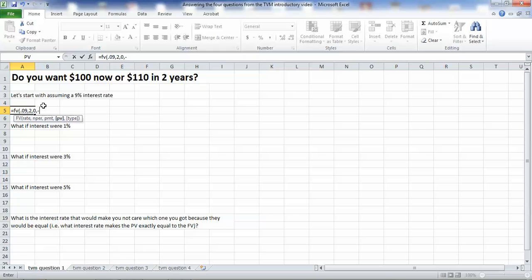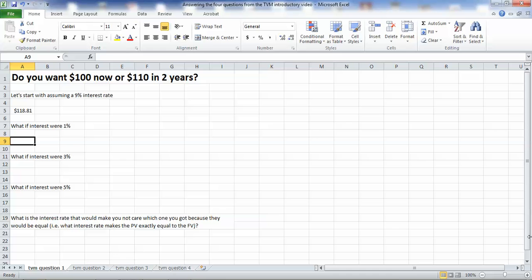We're going to put in our present value as a negative $100, and we're going to close our parenthesis because we don't care about our type. And we're going to find out that at 9%, if we took $100 now and put it in the bank, it would be worth $118, which is more than $110. So we would want to take the $100 now and pop it in the bank.